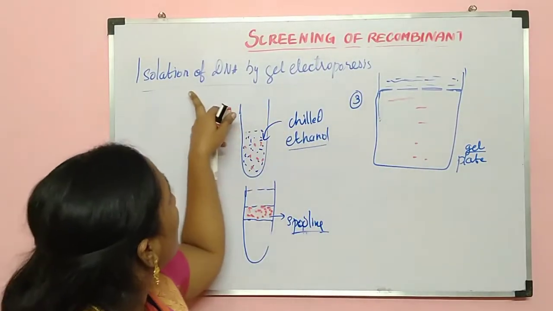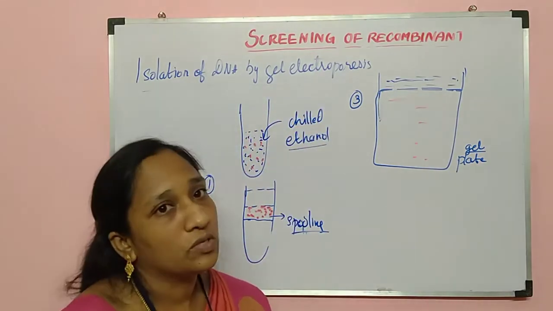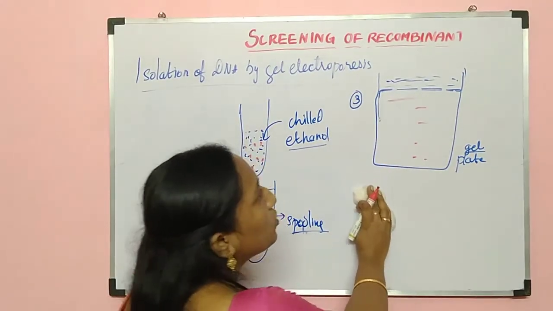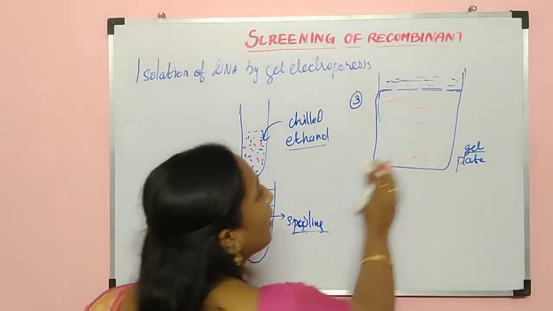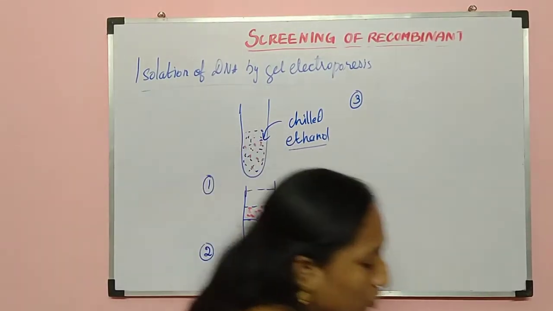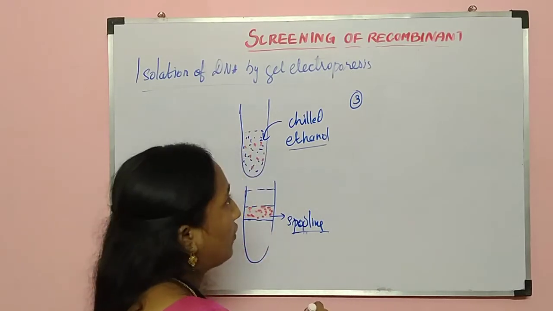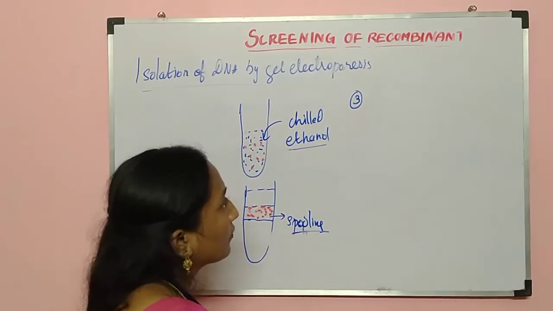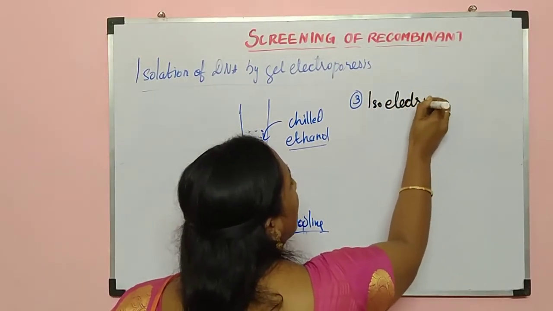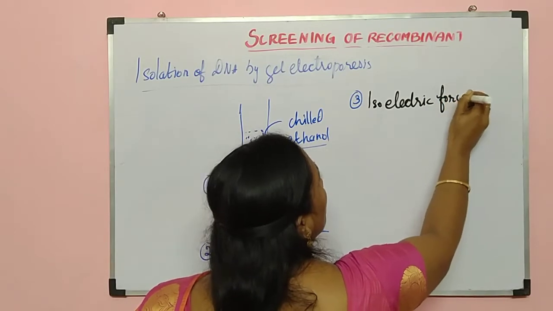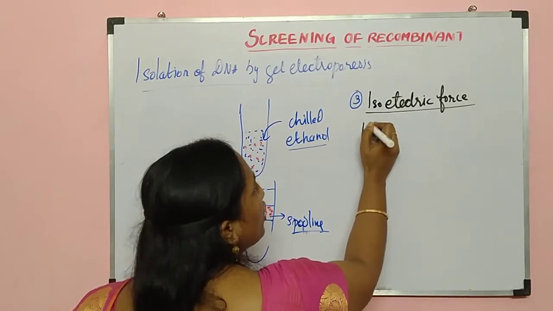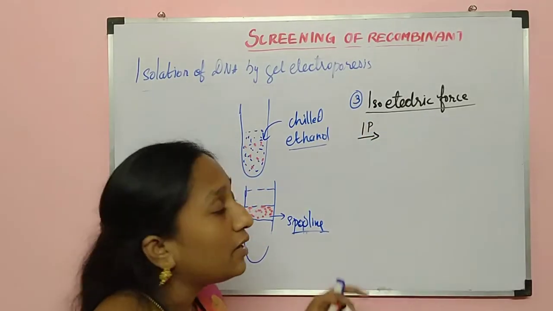While we are learning gel electrophoresis, one more word is there. It is the same method, but we are using electricity over here. So we are using the isoelectric force. This isoelectric point is used to separate the DNA.